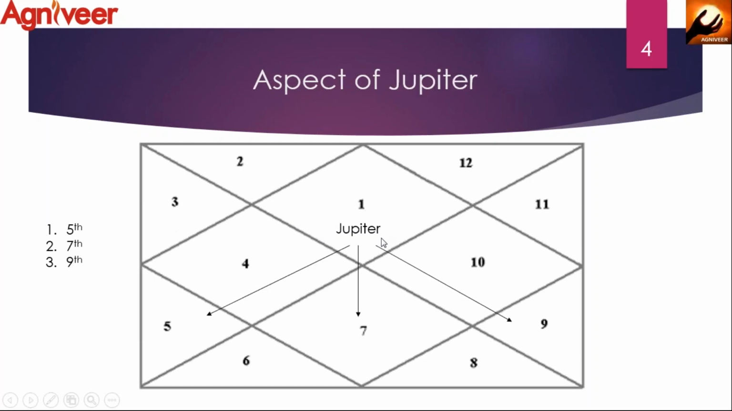And one more thing regarding Jupiter's aspect that I have to tell you: Jupiter, being naturally a very benefic planet, has a very soothing effect on other houses. So wherever Jupiter aspects, it increases the results of those houses. For example, if Jupiter is placed in the first house and aspecting the seventh house, then the married life of the person is supposed to be good.